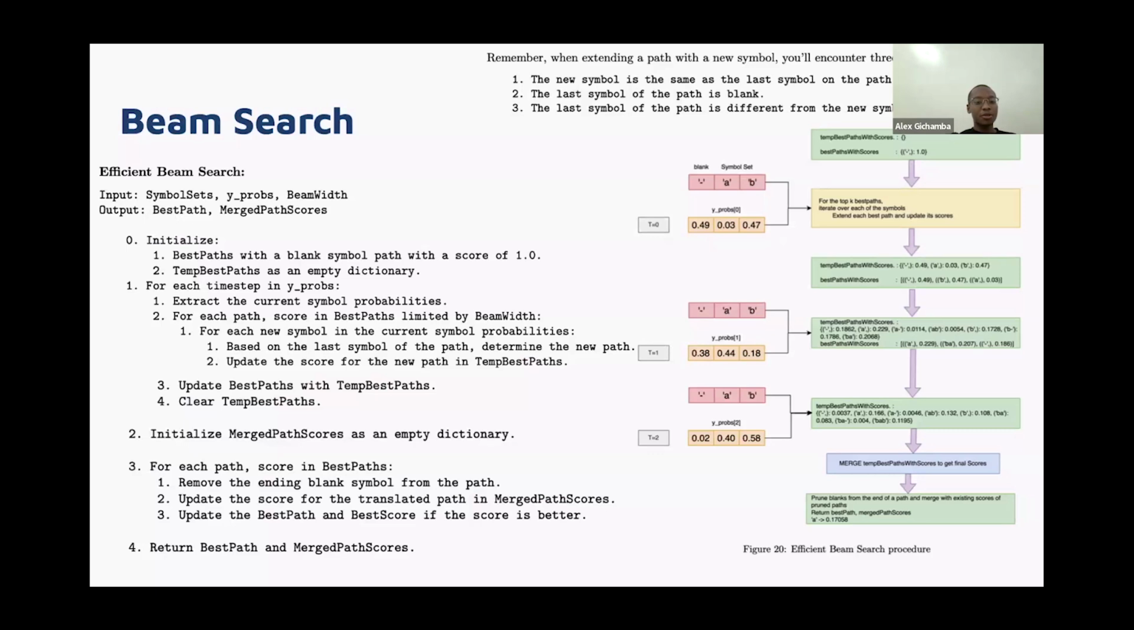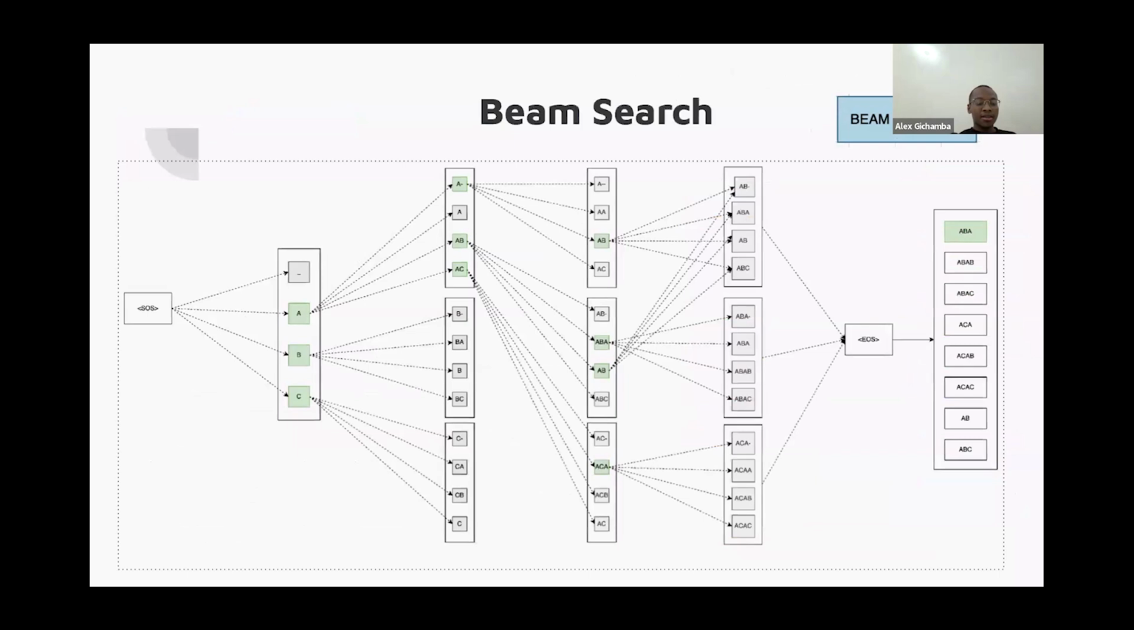The second condition is that the last symbol of the path is blank. And lastly, the last symbol of the path is different from this new symbol, and it's not a blank. So we'll apply the same rules that we've been applying all through. I think it's good to refer to this as you do the HW3P1, should be helpful. I think it's best to try both approaches. Next slide, please.